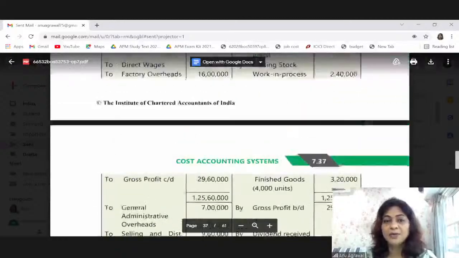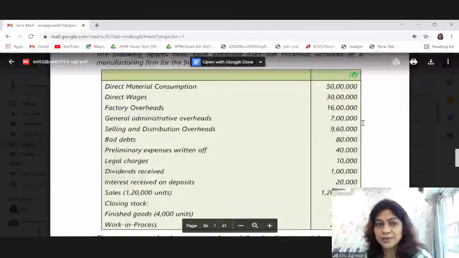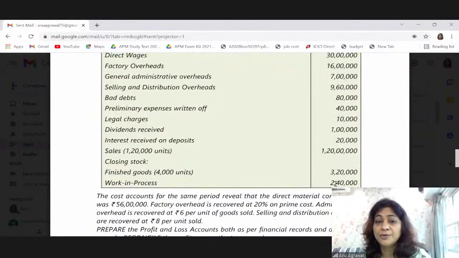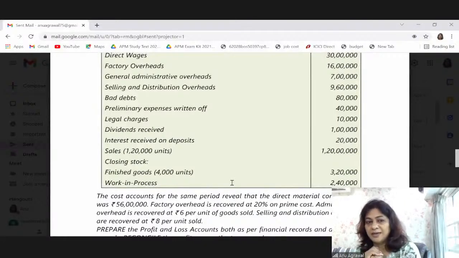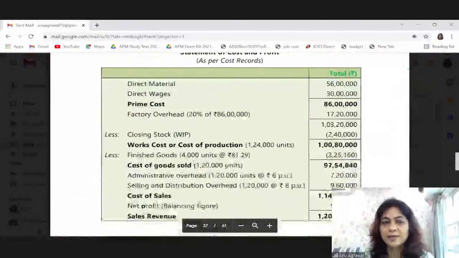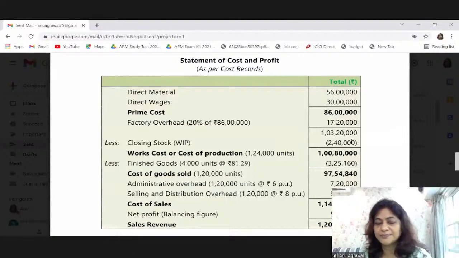Closing WIP, how will you calculate? See, this is for students who had a doubt. Look at it. How will you calculate your closing WIP? It is given 2 lakh 40. They have not given me a breakup. If at all they had given me a breakup of material or labor, then what I would have done? Total of material and labor would have been the prime cost, and 20% of it I would have absorbed, and I would have got out with my value of WIP. But they have not given me any information. So look at it. Here in cost sheet also, I'm putting a closing WIP as 2 lakh. I don't have the breakup, so I put that. I get out with my cost of production.